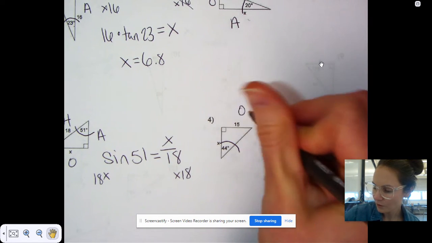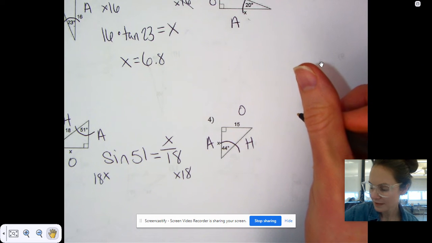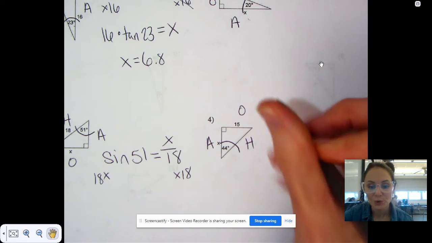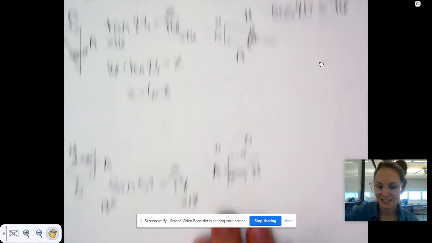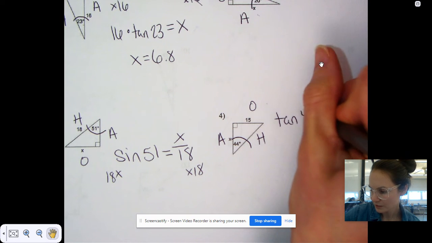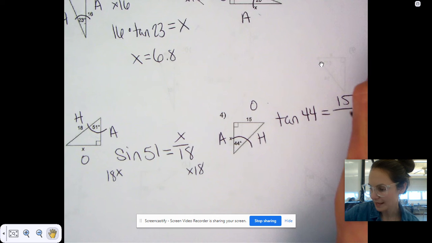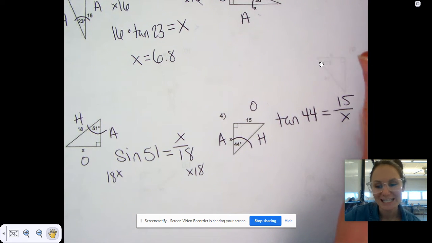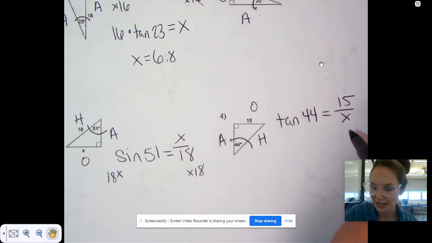Mark my angle. O, H, A. Hey, this one's it. All right. So I noticed I have O and A. That is tangent. Tan of 44 is equal to O on top, A on the bottom. Notice this time my x is on the bottom of my fraction here, so I need to use division. This is what it's going to look like.